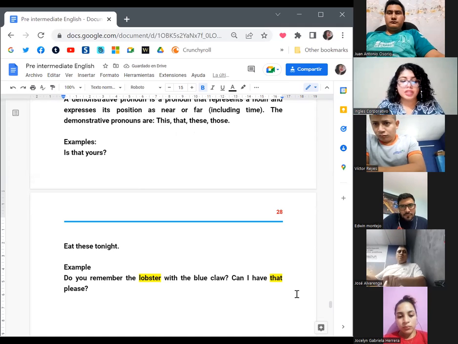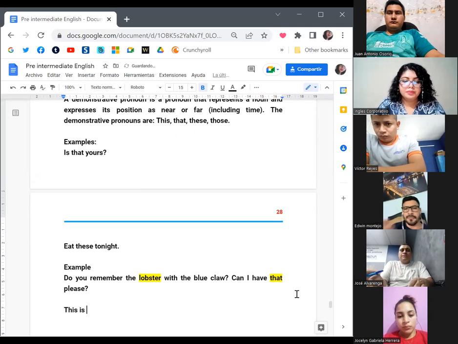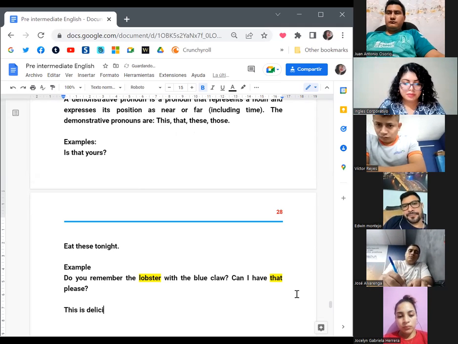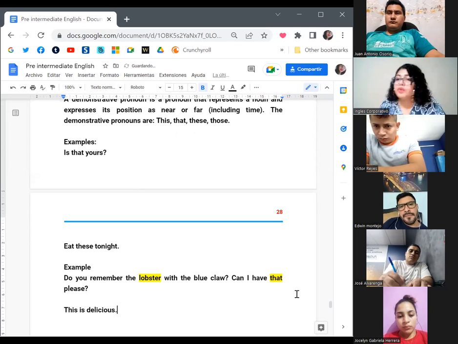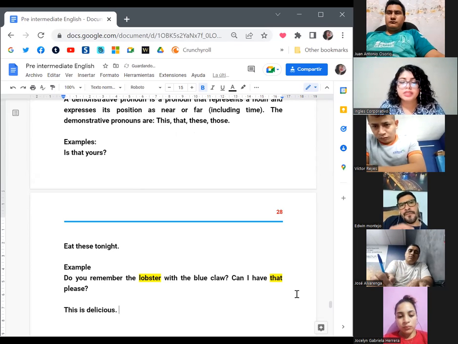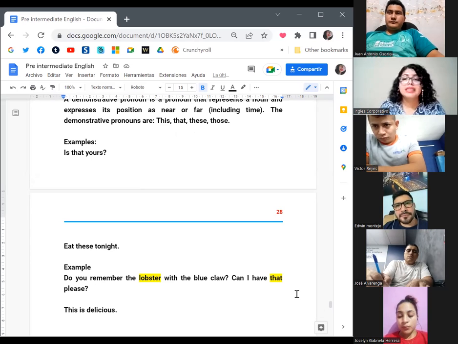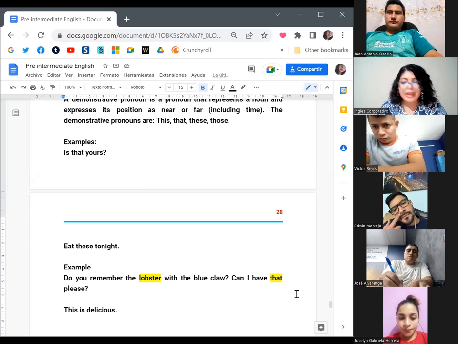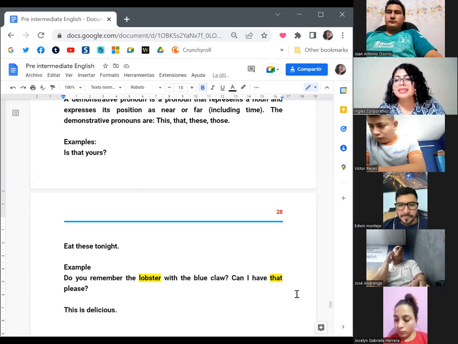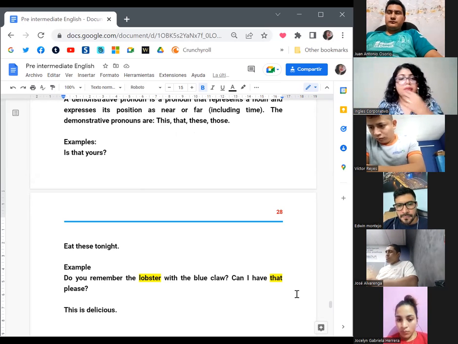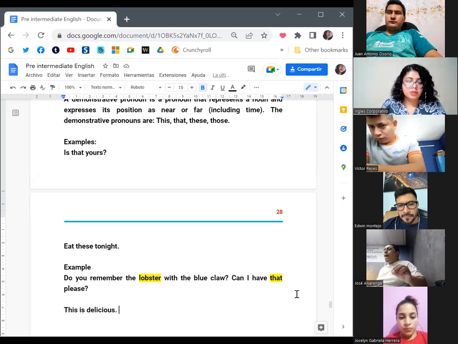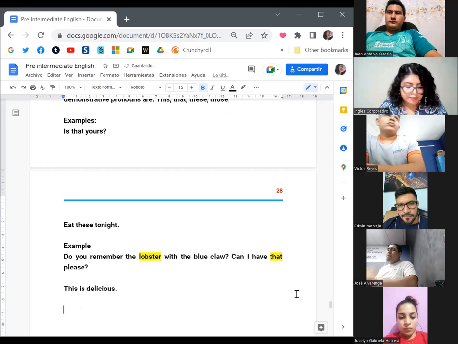So then we have another one. This is delicious. If we are talking about lobsters and I say this is delicious, it's obvious that I am talking about the lobster. So I don't need to complete the sentence telling the name of the thing that we are eating.